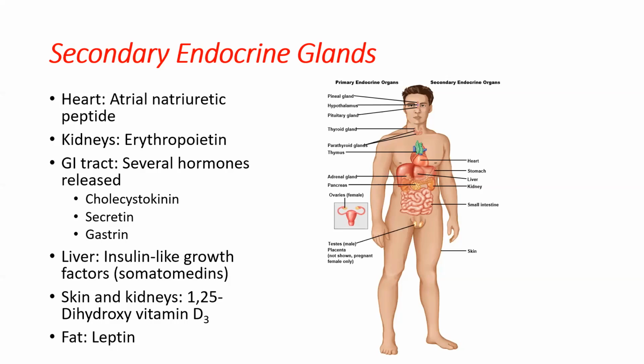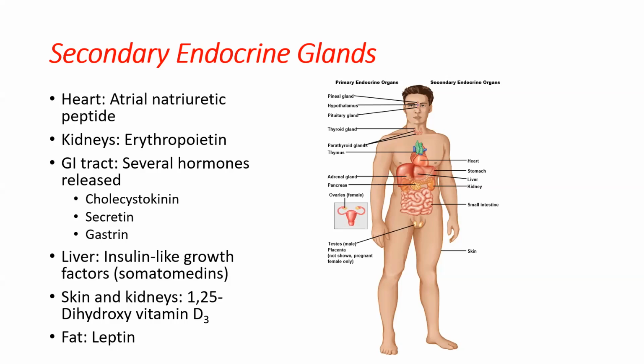The kidneys are also a secondary endocrine gland themselves. They have a main role which involves detoxification and other important functions such as urine production, but they also have a job to produce erythropoietin. Erythropoietin is a hormone that controls our red blood cell production. The GI tract is also a secondary endocrine gland in this way. It secretes CCK, secretin, and gastrin, which are hormones that are involved in absorption and digestion of food. And then the liver secretes IGF-like factors such as somatomedins, and that's also a secondary endocrine role.